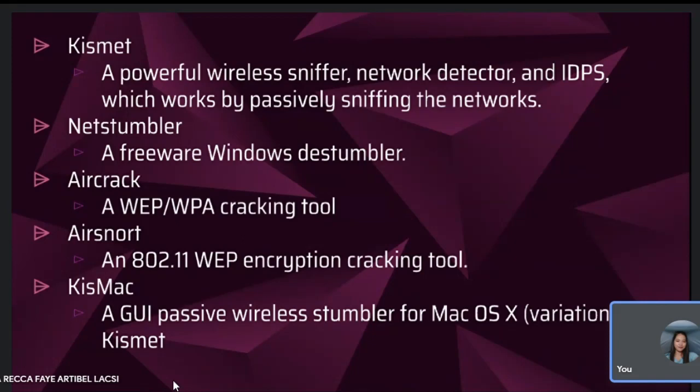which works by passively sniffing the networks. Second is NetStumbler, a freeware Windows stumbler. Third is AirCrack, a WEP and WPA cracking tool. Fourth is AirSnort, an 802.11 WEP encryption cracking tool, and the Kismac, a GUI passive wireless stumbler for Mac OS X.